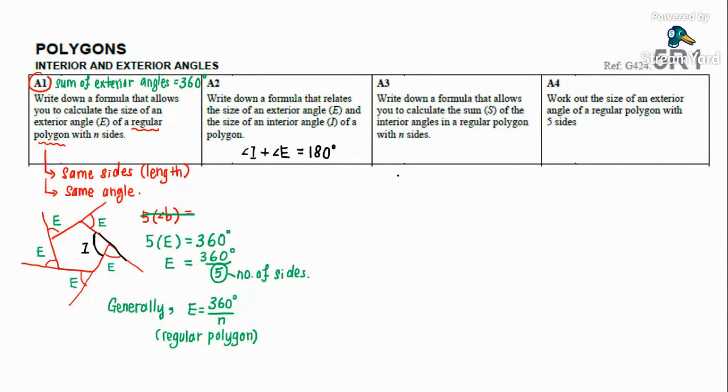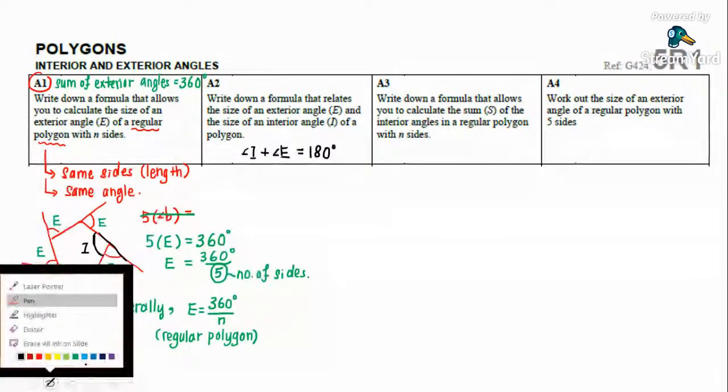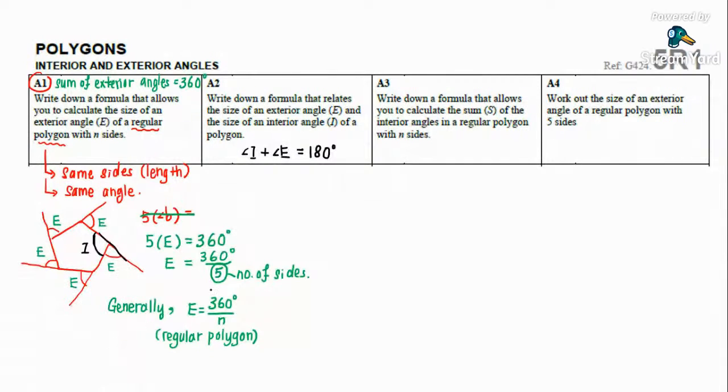So as I mentioned to you just now, in the previous slides, I was telling you to calculate the sum of interior angles. So everyone must understand this symbol here. The sum of the interior angles is n minus 2 times 180 degree. Okay, so that is the formula.